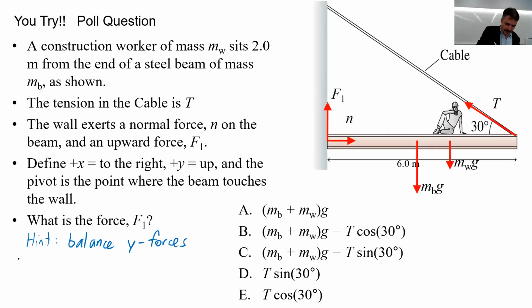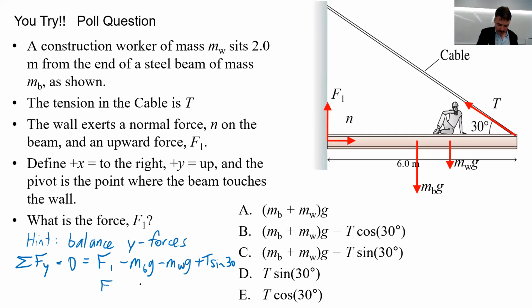The sum of the F_y is equal to 0. And that's equal to F1, which is up, minus the mass of the beam times g, minus the mass of that worker times g, and then plus T sine of 30 degrees. And then you just solve this all out. So F1 comes, add all those things to the other side. F1 is equal to positive M_B times g plus M_W times g minus T sine 30. So that's C when you rearrange a little bit.